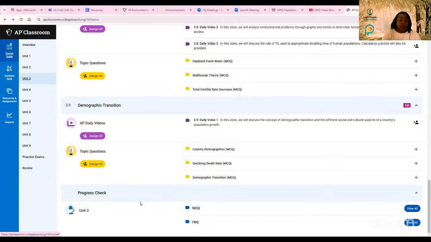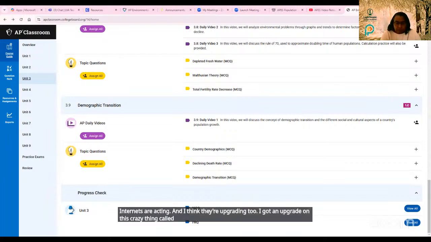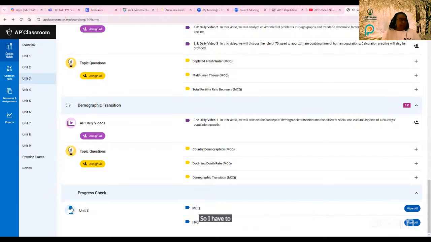Okay. Yeah. I don't think the internet likes all this cold. Internets are acting up, and I think they're upgrading too. I got an upgrade on this crazy thing called Windows Copilot, so I have to figure out what that is. But there are upgrades going on.